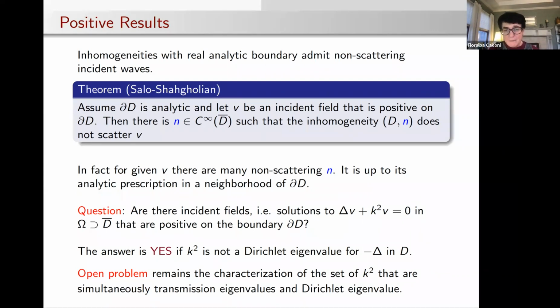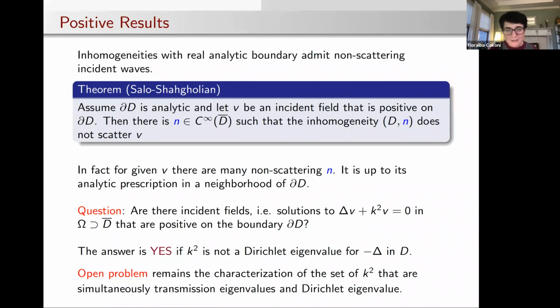Okay, yes, they are, because they are actually even physical incident fields if you assume that K is not a Dirichlet eigenvalue, because those physical incident fields that I called Herglotz functions are dense in the space of distributional solutions of the Helmholtz equation inside D. So if K is not a Dirichlet eigenvalue, then you can have solutions of the Helmholtz equation in D that are positive on the boundary, and then you can approximate them with physical incident fields, okay? So there is a conditional, so to speak, positive result, conditional on K not being a Dirichlet eigenvalue.